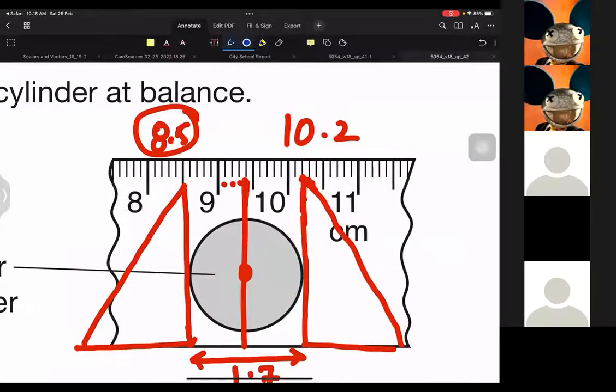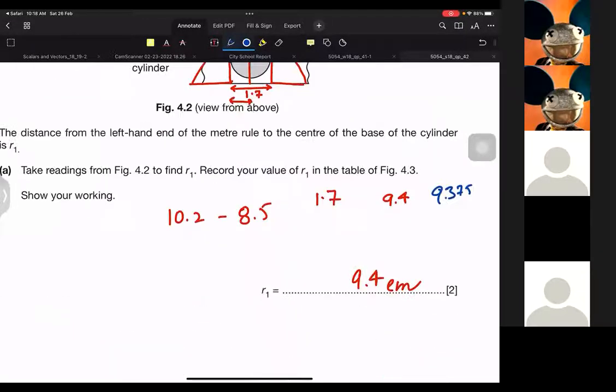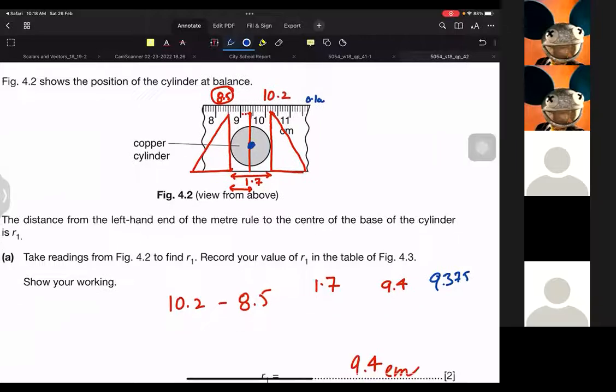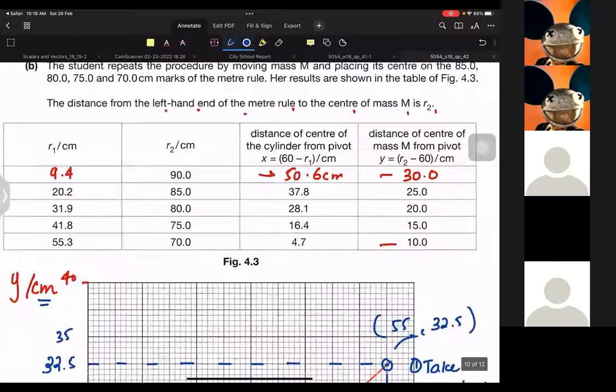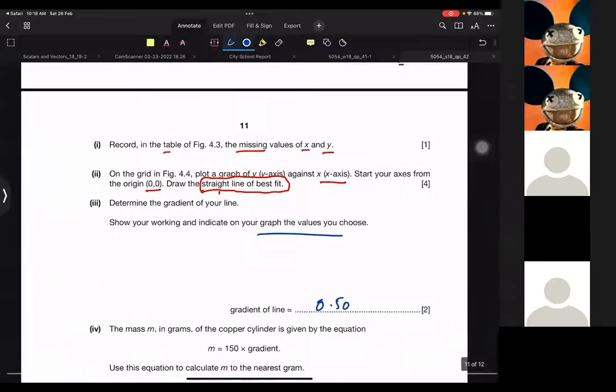So when I'm looking at it through say a ruler, the ruler accuracy is just 0.1 centimeter. So you can't write 9.375, right? So this could be one error, that the center of mass, the position of the center of mass, was not very accurate.